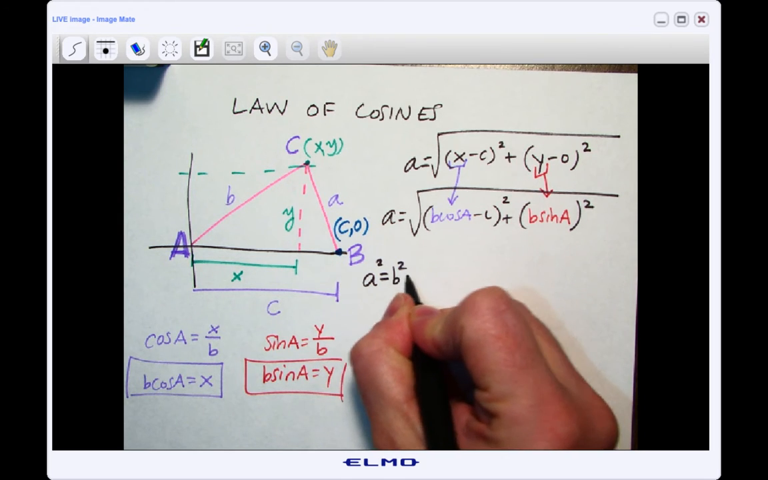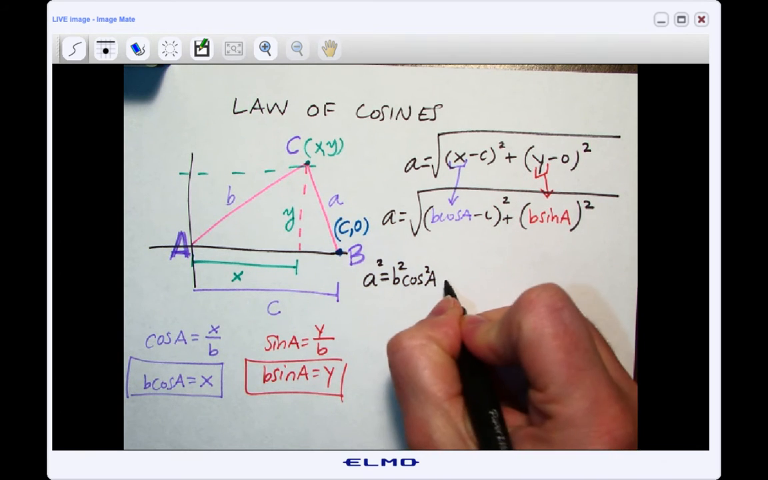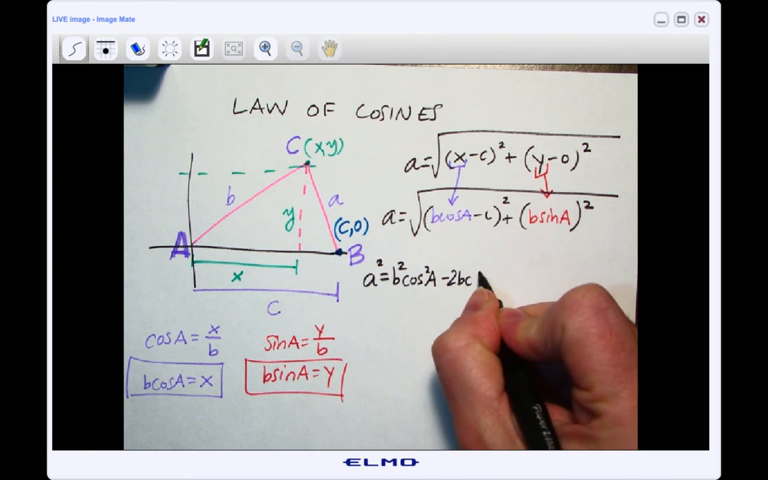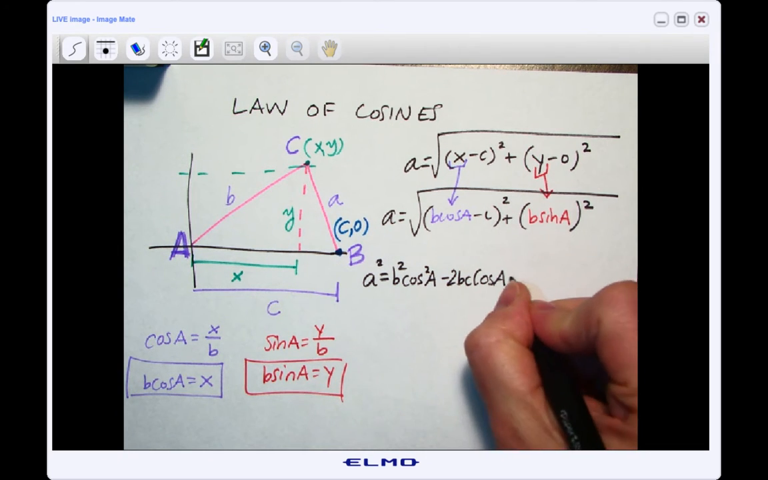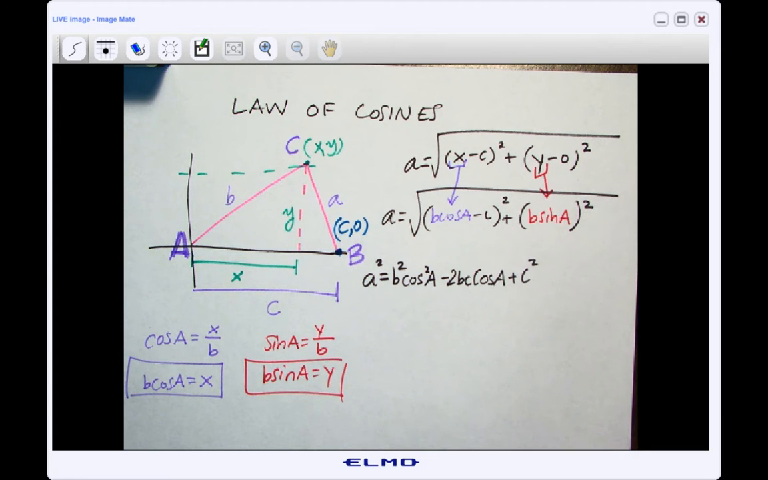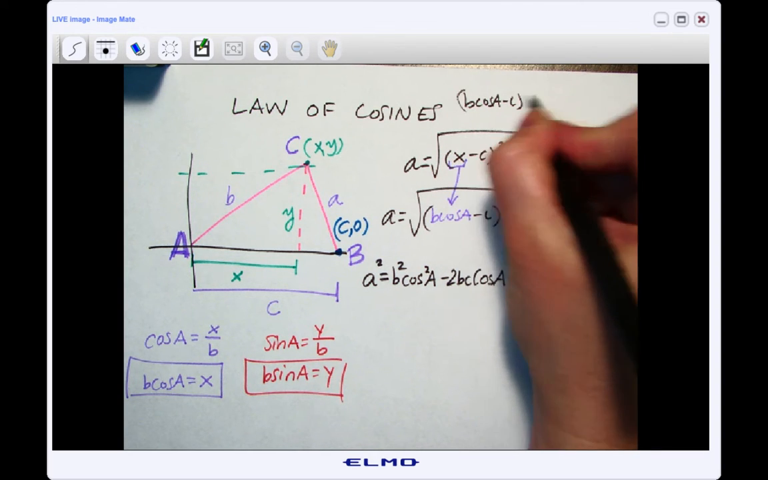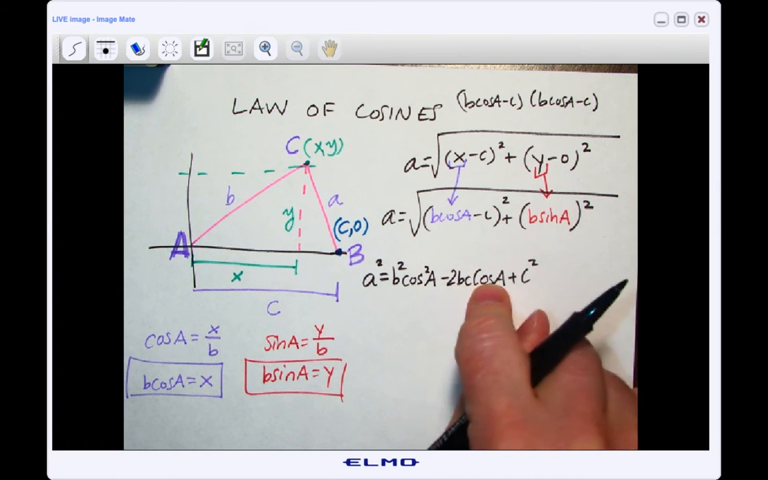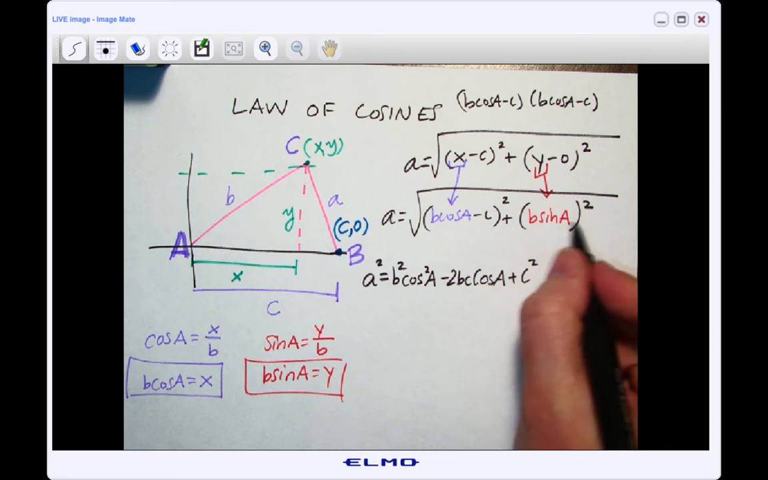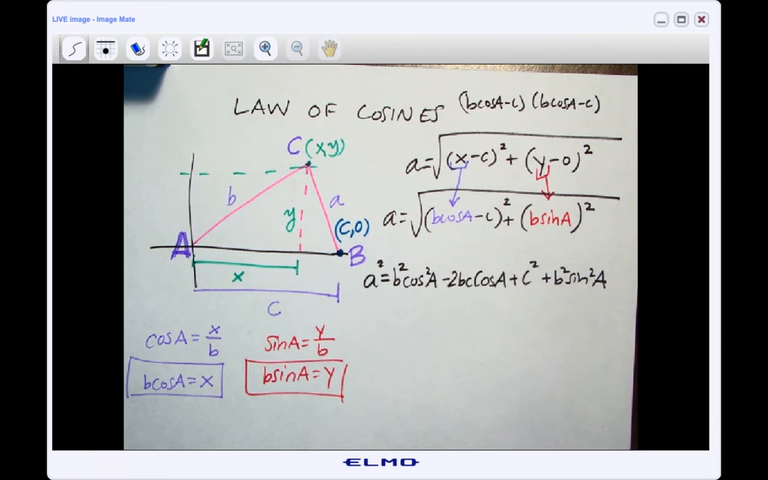If you don't know how to FOIL it without writing them side by side, then go ahead and do that. But hopefully you've been FOILing these things long enough that you can do it without writing them all out. Oh, plus c squared because it's minus c times minus c. So again, what did I do there? I did b cosine A minus c times b cosine A minus c, and when you FOIL those out, that's where I got this. Then let's square this one, so it'll be plus b squared sine squared A.